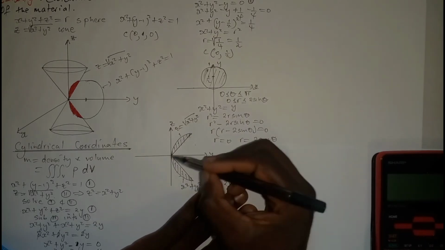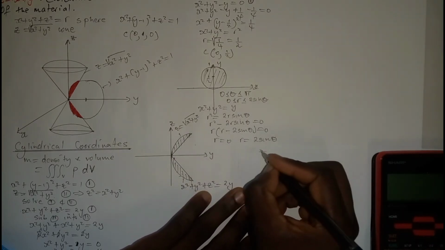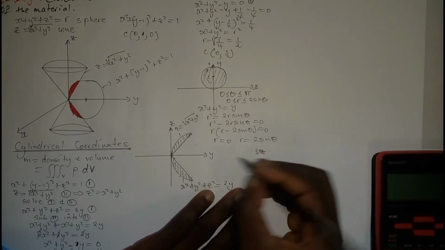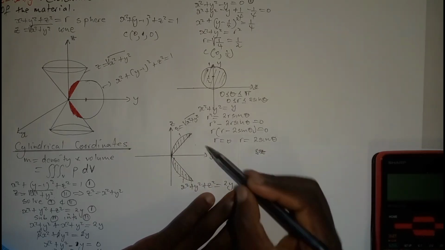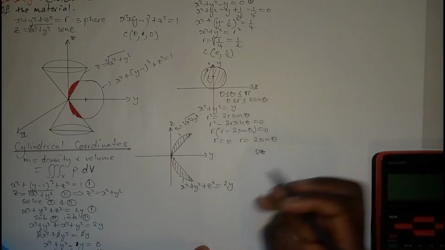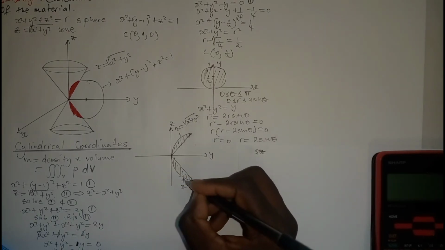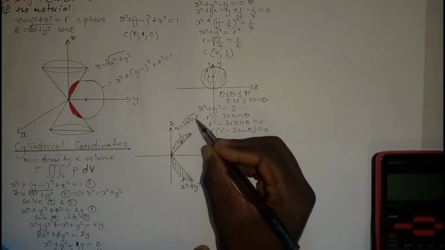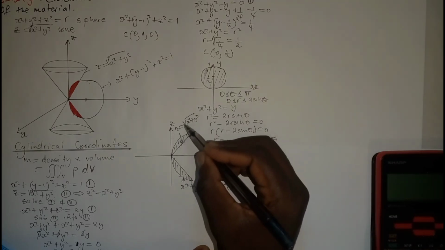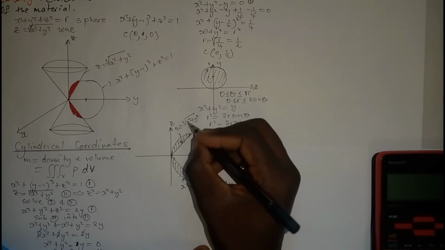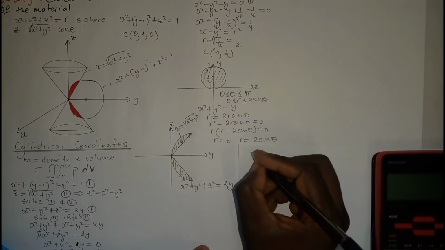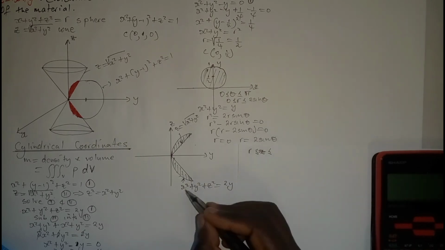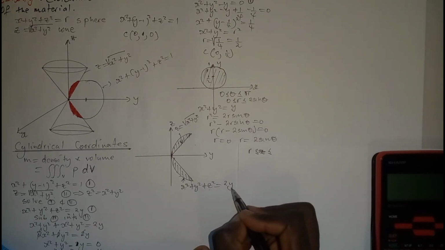Now for z, you can see the equation of the sphere is going to be the upper bound, and the lower bound is going to be the equation of this cone. So this one is the equation of the sphere, and this one is the equation of the cone. The cone is the square root of x squared plus y squared equals z. You can see this is r in cylindrical coordinates. So z ranges from r up to the upper bound, and the upper bound is x squared plus y squared plus z squared equals 2y.